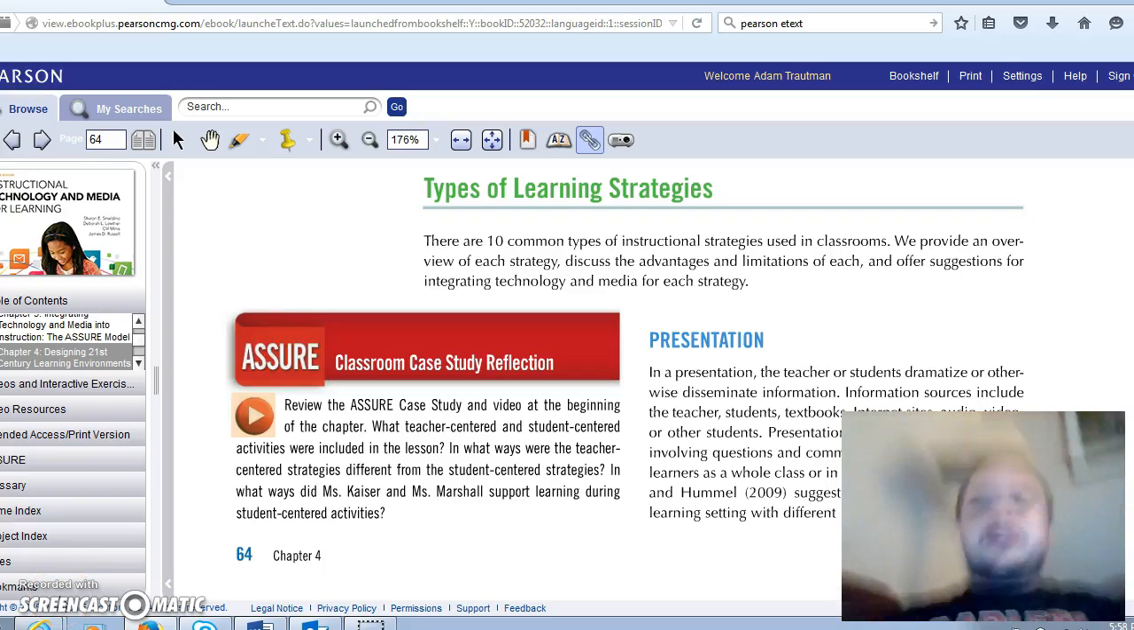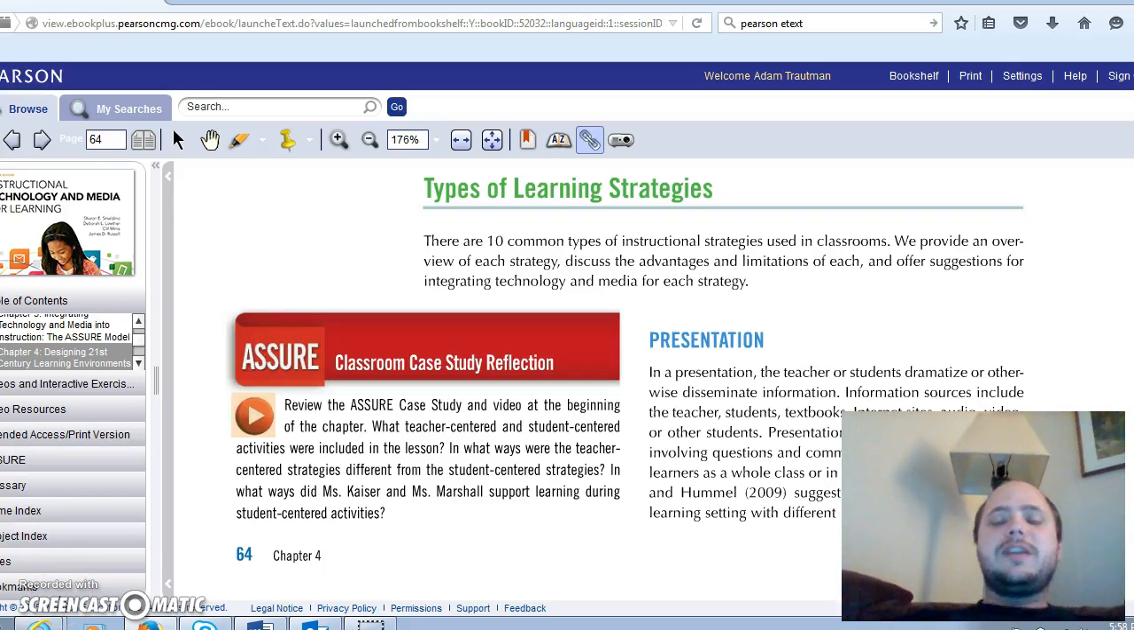This is my fifth reflection, my fifth of my first five. This week we learned about a lot of different learning strategies. Some I use quite often, and some I use less than others.